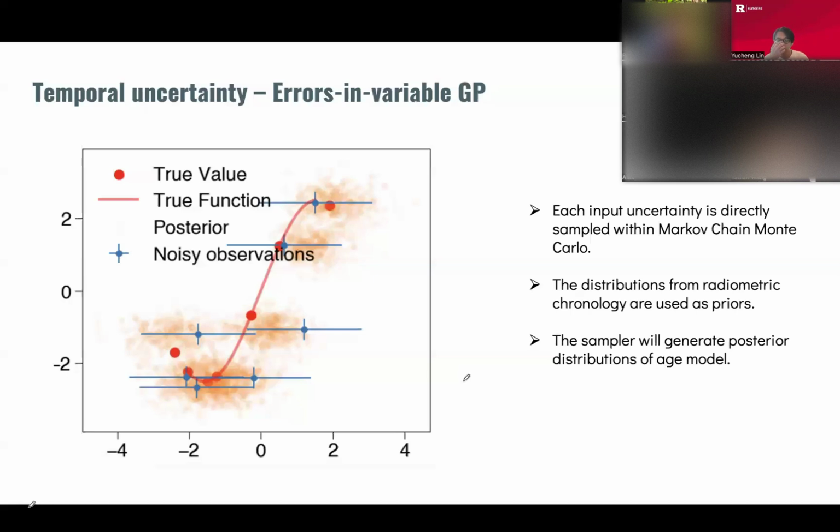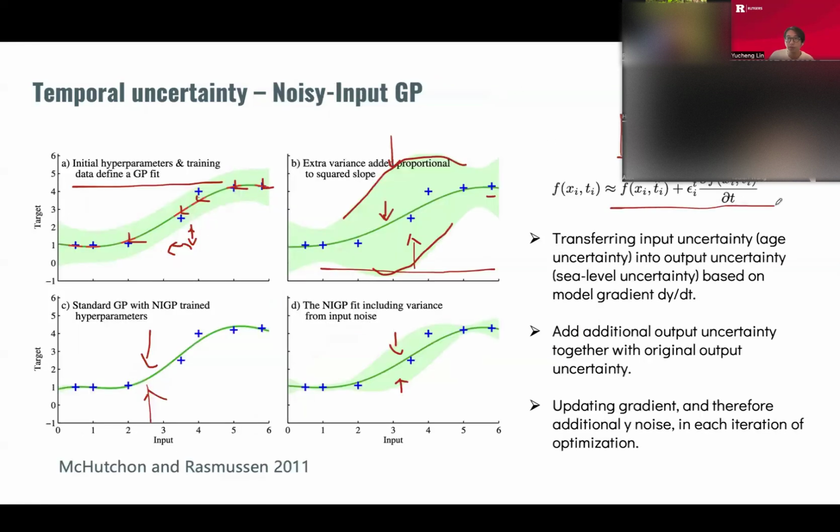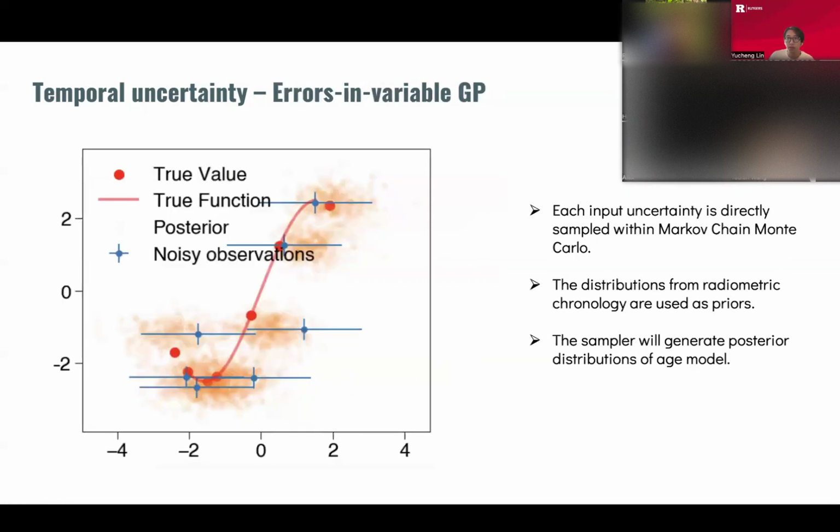Okay, so the second way is what we call the error-in-variable Gaussian process. Instead of transferring the temporal uncertainty into vertical or sea level uncertainty, here we just directly sample them, right? Because we are doing Markov-Chain Monte Carlo, you can treat any temporal uncertainty as a parameter. You set that as a parameter, and you can put your lab measurement of your uncertainty distribution in as a prior. So you can set a prior as a normal distribution, maybe from some radiocarbon calibration software like OxCal or Calib, which gives you a mean and standard deviation. You can input that as a prior for the error-in-variable, as you can see here.